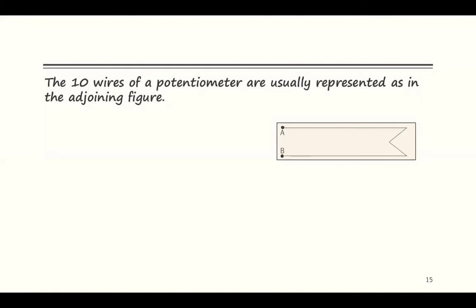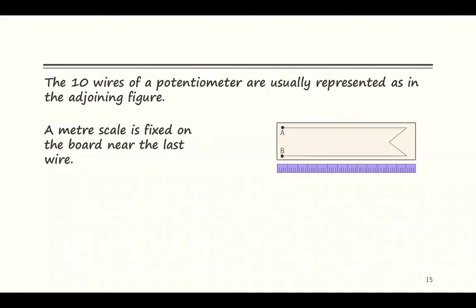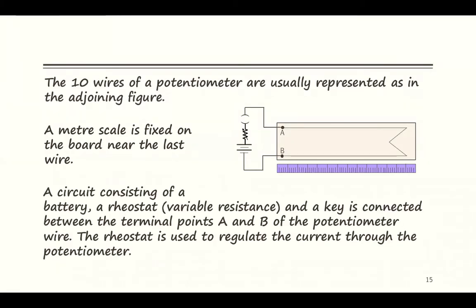The 10 wires of a potentiometer are usually represented as in the adjoining figure. A meter scale is fixed on the board near the last wire. However, in this diagram, we have shown the scale detached from the wooden board. A circuit consisting of a battery, a rheostat, that is a variable resistance, and a key is connected between the terminal points A and B of the potentiometer wire. The rheostat is used to regulate the current through the potentiometer.